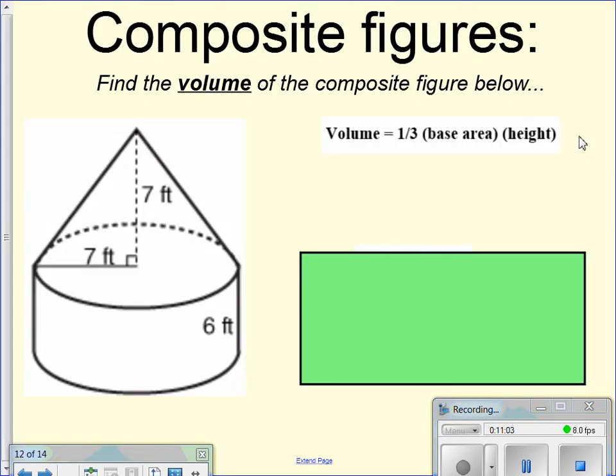Composite figures. So first one, find the volume of the composite figure below. All right, volume is pretty easy because you just find the volumes and you put them together.